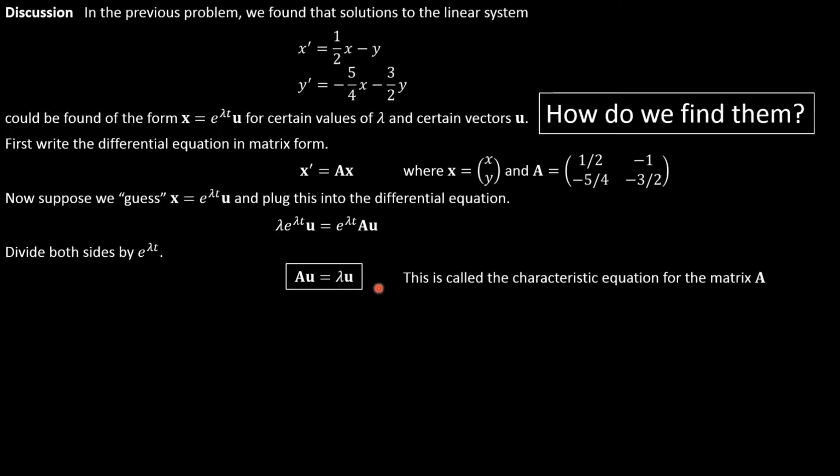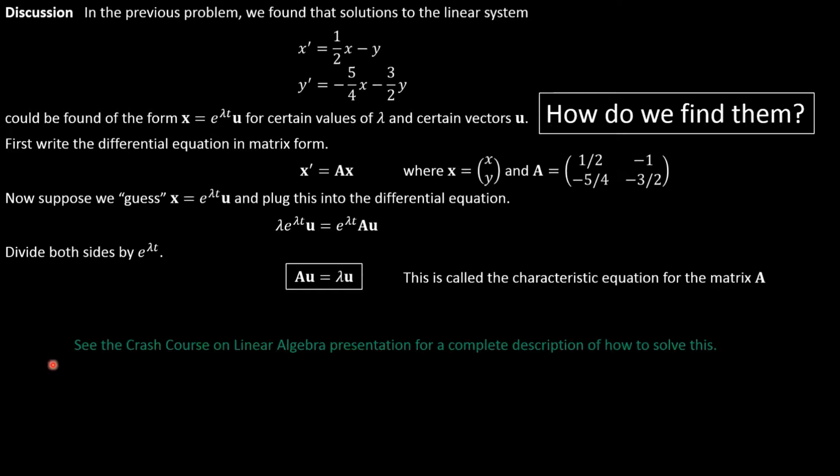And this is an extremely important equation. It says that the vector u is parallel to its image under the linear transformation A. And if that meant nothing to you, then it'll all make sense at the end of the next video on linear algebra, hopefully. This equation is called the characteristic equation, also called the eigenequation for the matrix A. And again, that's the end of this video, but the next one is going to cover all the linear algebra you need to make sense of this equation so that we can solve these differential equations once and for all.